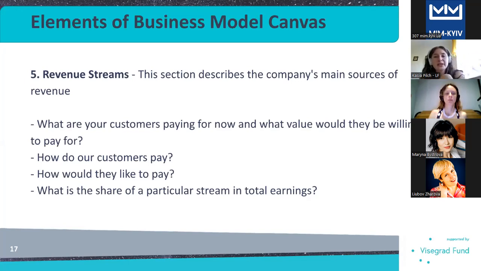and what value would they be willing to pay for? How do our customers pay? That's another question. How would they like to pay? And what is the share of a particular stream in total earnings? These are the questions you have to ask yourself, just focusing more on revenue this time.